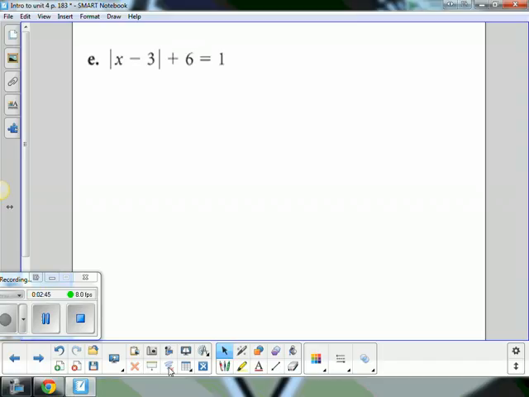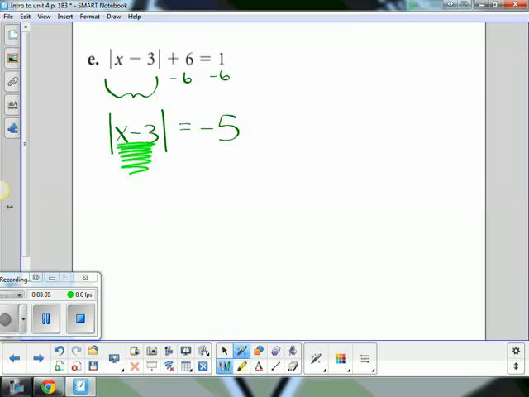Instead, you do this. Take away the 6 from both sides. And what do you get? The absolute value of x minus 3, we didn't do anything to these yet, equals negative 5. This is why the problem is impossible. It's saying the absolute value of the stuff in here equals negative 5. It's saying the absolute value of something is negative. That's false. That's not possible. The absolute value of something can't be negative. So you say no solution.